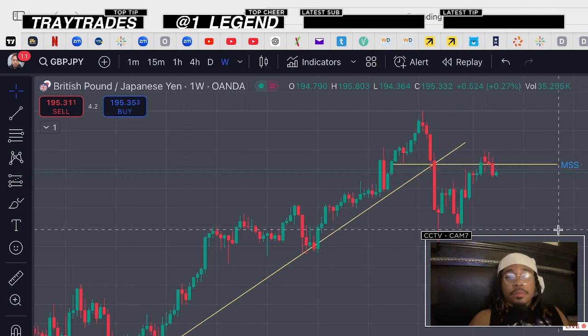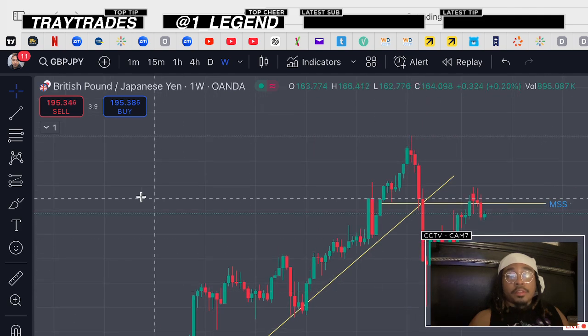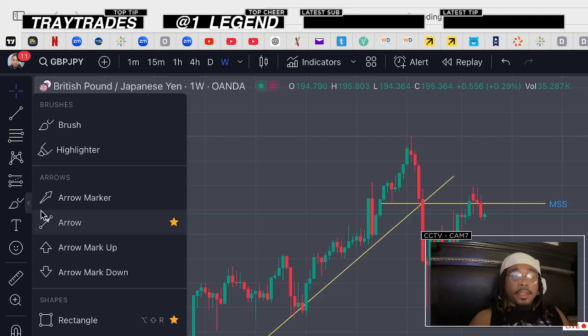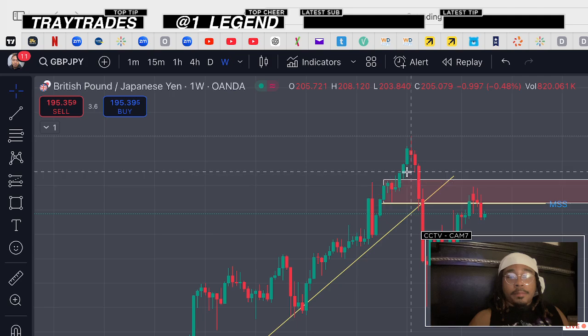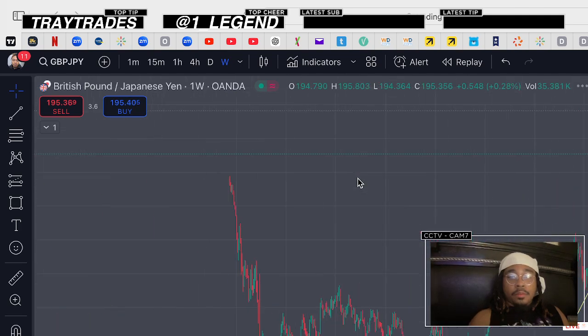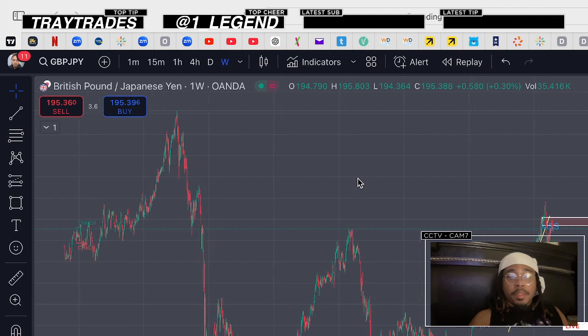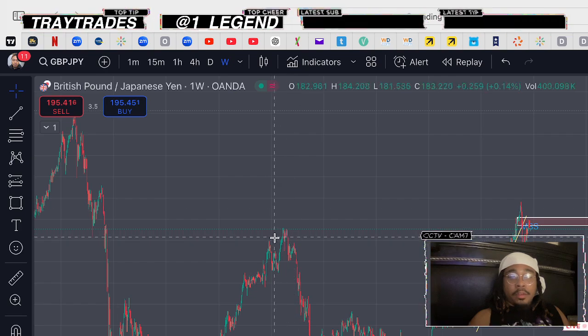And also, if you are kind of familiar with some of ICT work and some of the teachings, we got a breaker right there, followed by the fair value gap or imbalance, whatever you want to call it. So we see we got that going on, right? And then we see we got liquidity right here.